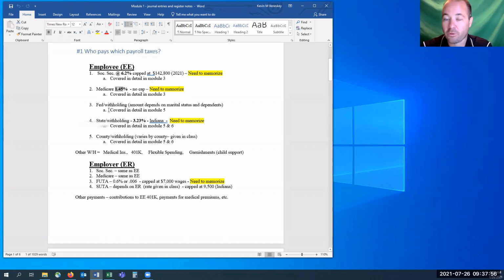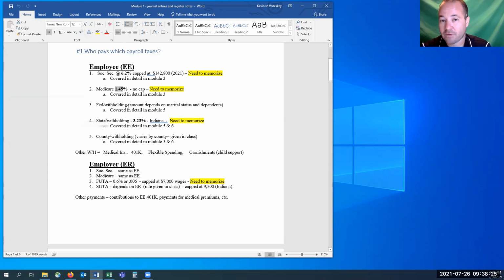All right, federal withholdings. So these are the taxes that go towards the federal government to help keep the federal government going. These are covered in a lot more detail when we get to Module 5, and it's going to depend on your marital status and how many dependents you have, as well as if your spouse or you have a second job. Those kind of items are going to be factored in to figure your federal withholdings.